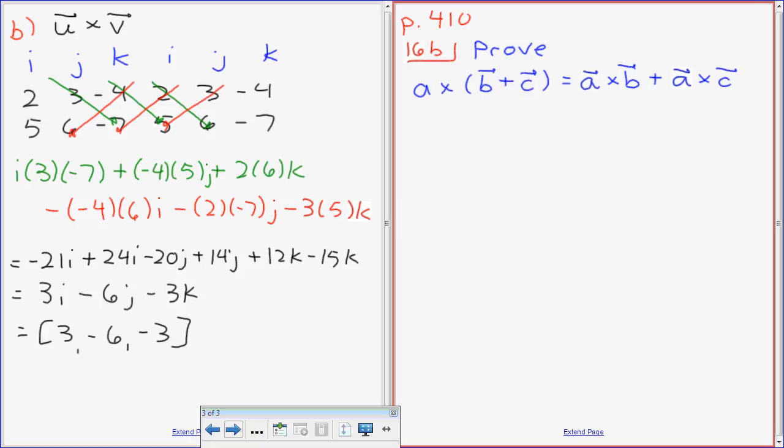So instead of doing, because for part A, what it gives you is that it says A is this, B is that, C is that. Part B says prove in general. Okay.